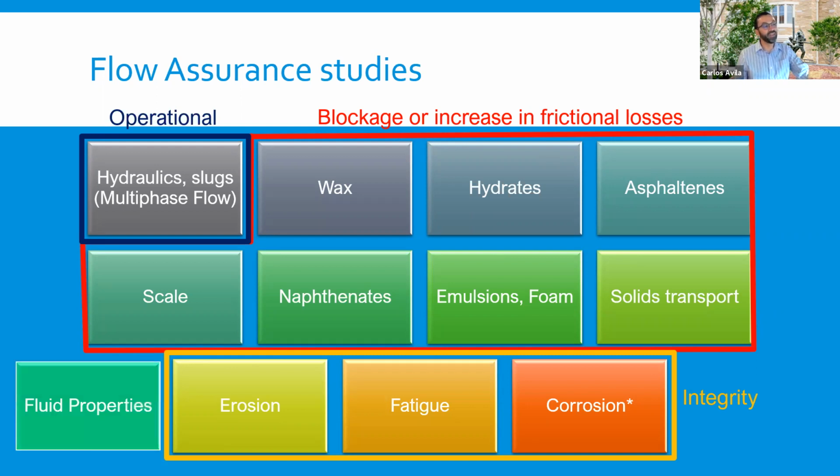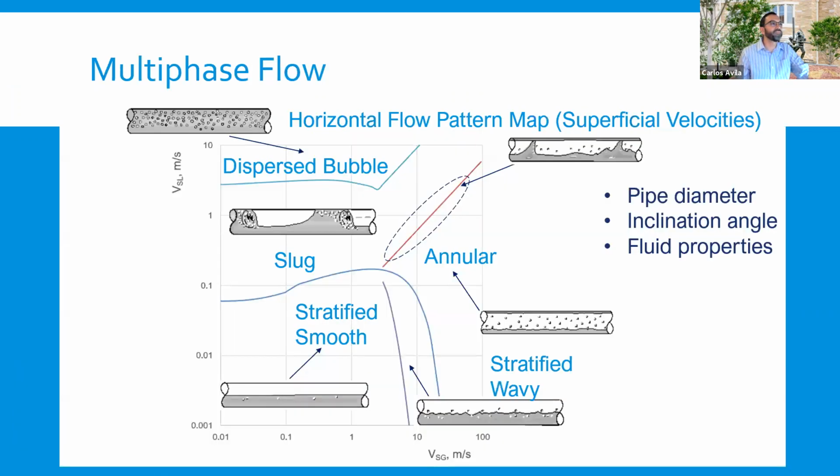And one last thing, it's not an issue, but it's very important: to do a proper fluid property characterization, because that will affect all of these flow assurance studies. If you don't do a good job in your fluid property characterization, all your predictions and all your models for all these issues will be wrong. So you have to start with a good foundation, a proper fluid characterization. So let's start with multiphase flow.